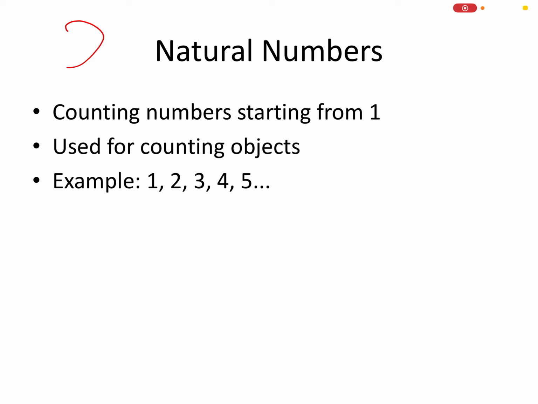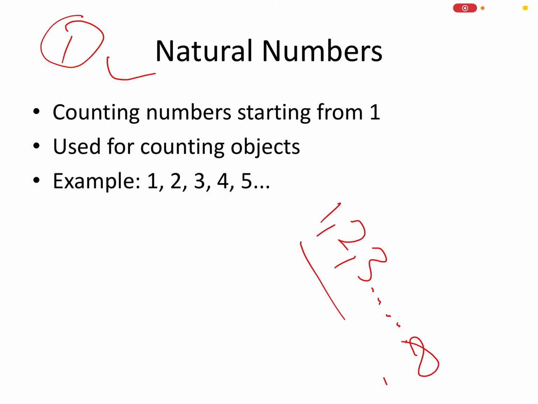The first one is the natural numbers, and when we count the number from 1, 2, 3 up to the last number, that is infinity, all the numbers we can consider as natural numbers.